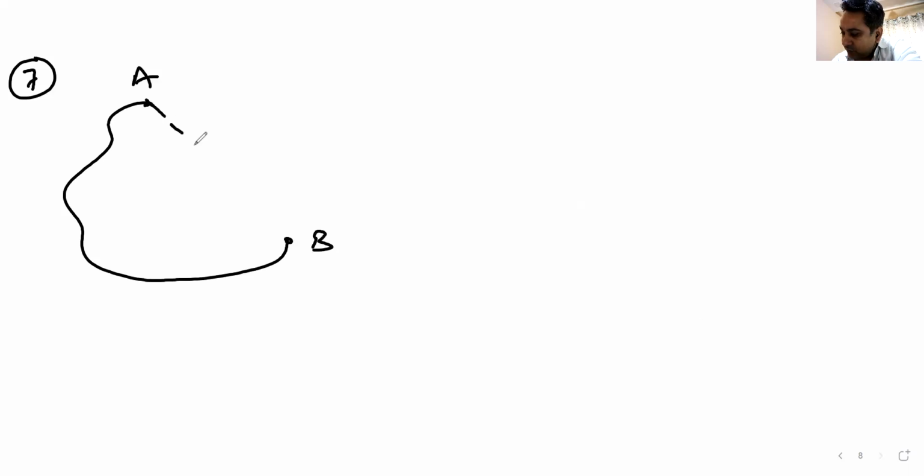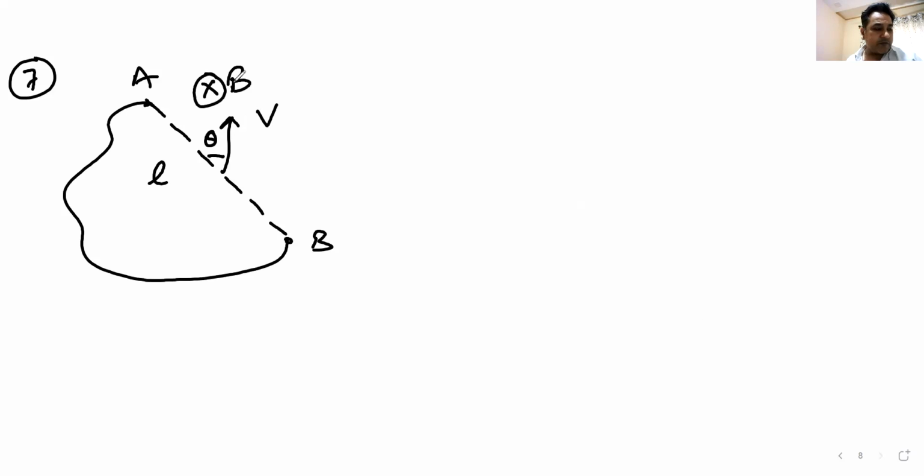Now I make this general case. I have this random shape loop A, B, joining straight line is of length L, and I have V at an angle theta, and I have a magnetic field B. How do I convert it into a battery? What is the answer for this one? B perpendicular into L.